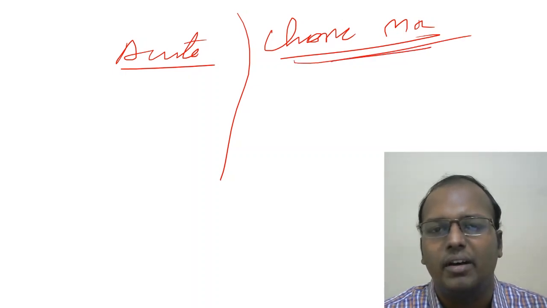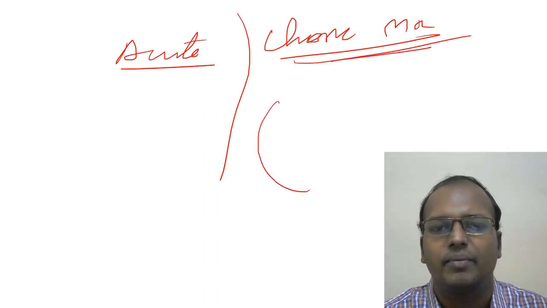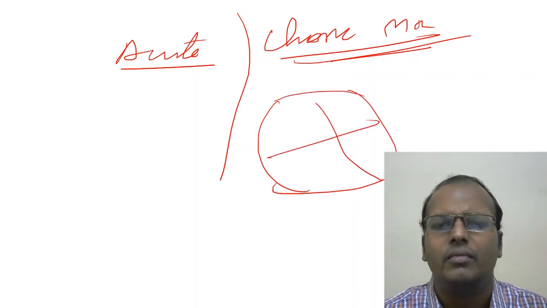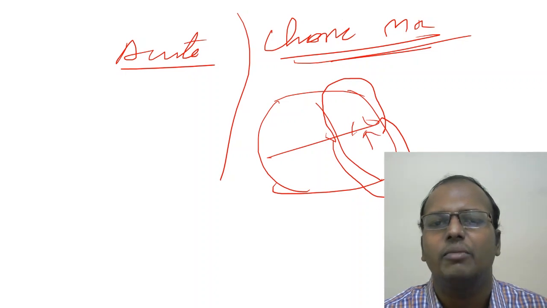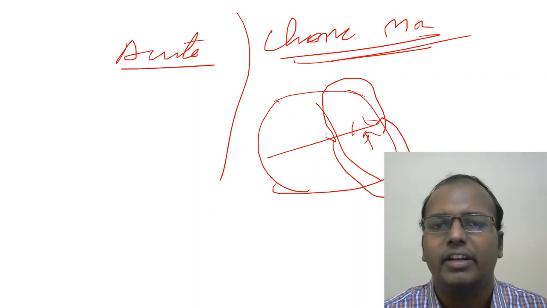In chronic MR, what happens? The left atrium is enlarged already and the left ventricle is enlarged already. So a constant gradient will be maintained from the left ventricle to the left atrium. So that will lead to your pan-systolic murmur.